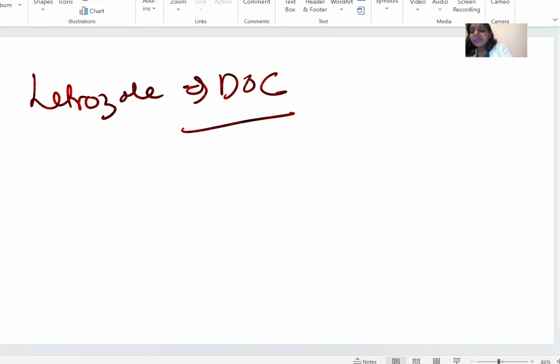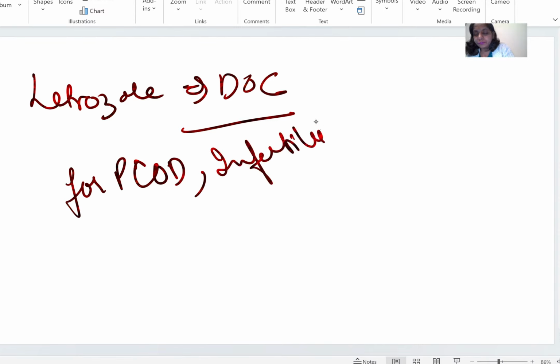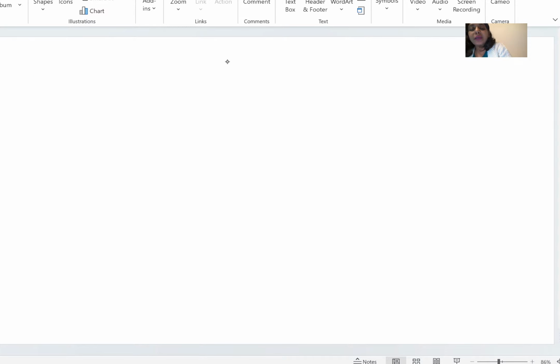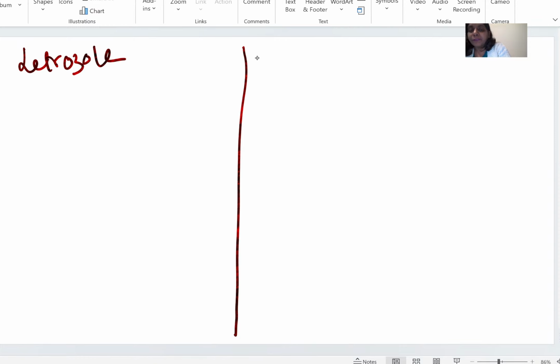Beta, letrozole is the drug of choice for PCOD infertility. Okay. It is the best ovulation induction drug. So here let us discuss. When I was studying, about 10 years back, I used to study clomiphene as the drug of choice. But letrozole has replaced clomiphene.